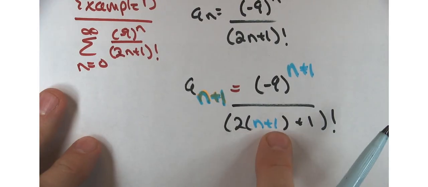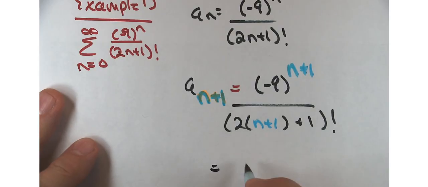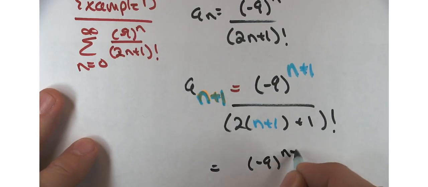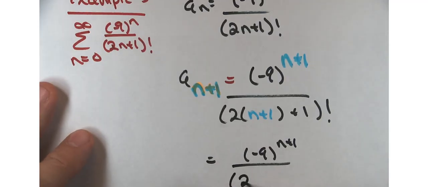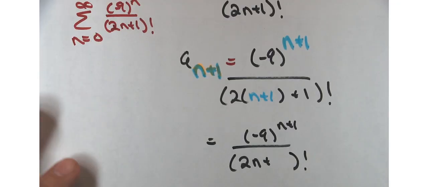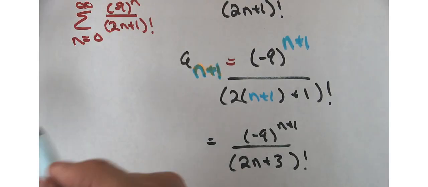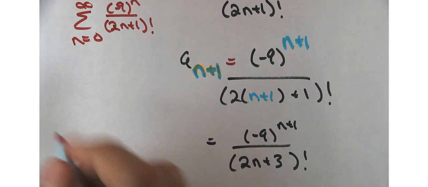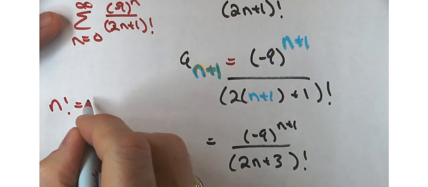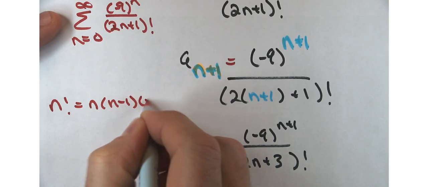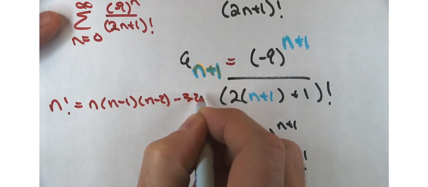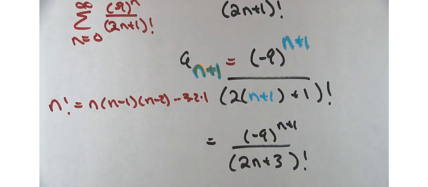Let's clean that up. If I distribute this, I'll end up with negative 9 to the n plus 1 over 2n plus what? Can anyone finish that up for me? 2n plus 3 factorial. Now let's remind ourselves real quickly about factorials. N factorial is n times n minus 1 times n minus 2, down to 3 times 2 times 1, etc. That's going to be your n factorial. We're going to do likewise with our terms here, but we're starting out at a much different expression.